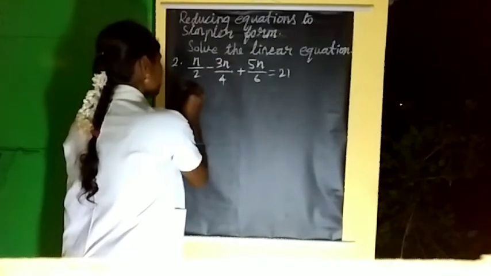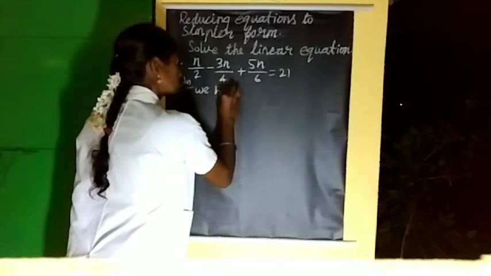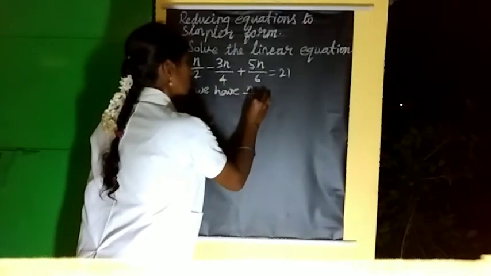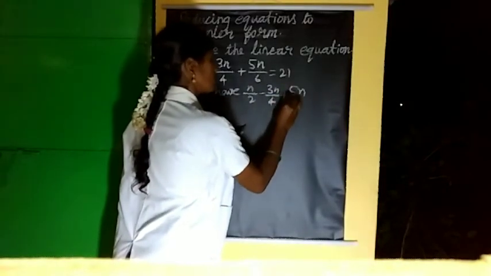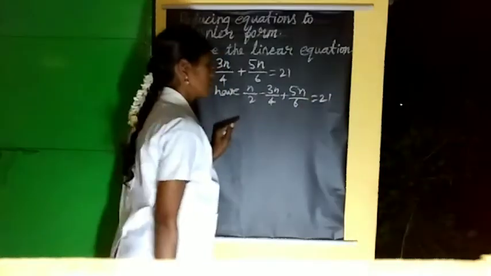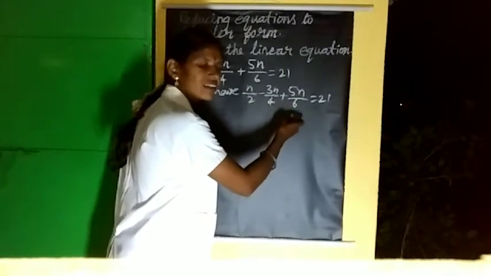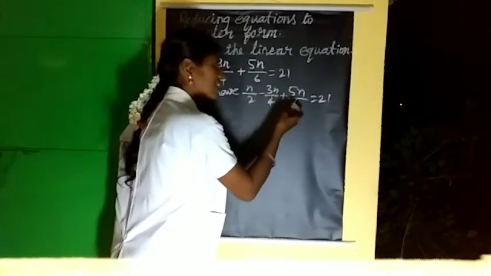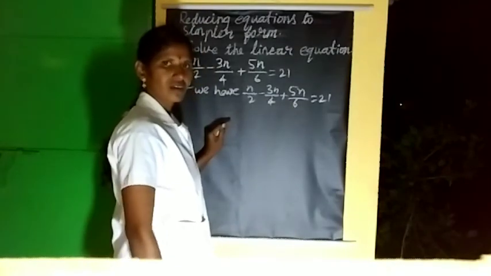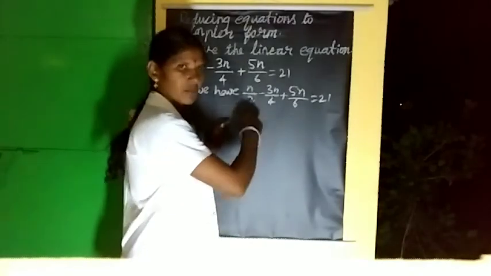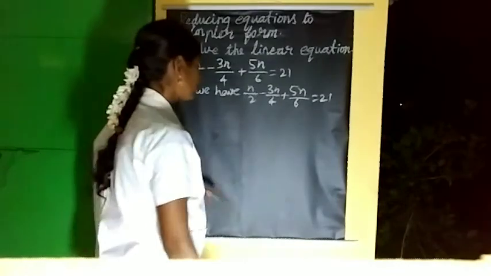n by 2 minus 3n by 4 plus 5n divided by 6 is equal to 21. See these three fractions. So we have to find the LCM of 2, 4 and 6. Which is the common multiple for 2, 4, 6? The smallest common multiple, the LCM.